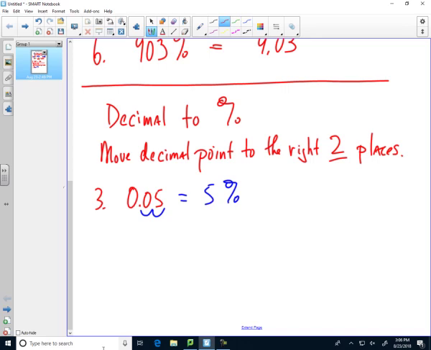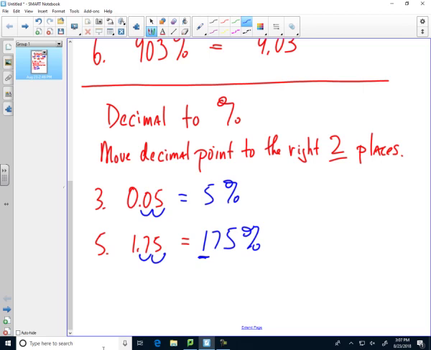How about number 5? 1.75. Yeah, it's going to be 175%, isn't it? That's how much I get. So when you look at this, any decimal that's greater than 1, you're going to have more than 100%. Okay? If that had been 2.75, it would have been 275%. Okay. Y'all okay with this?